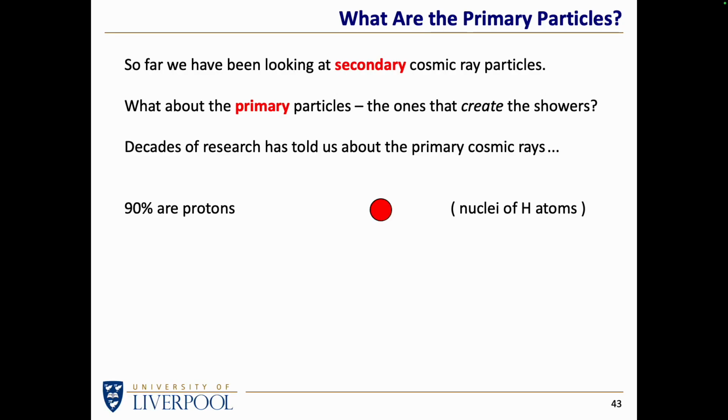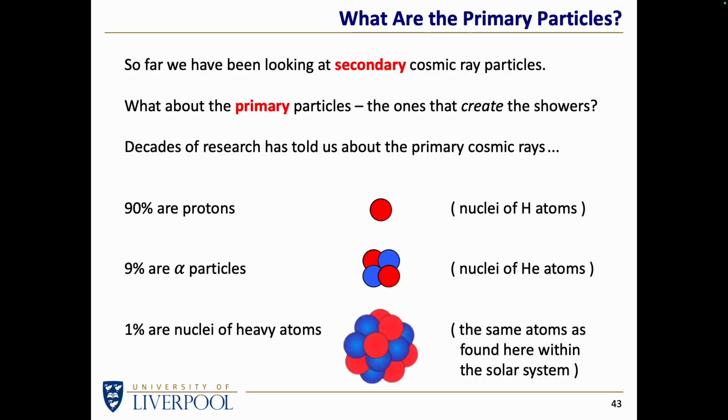In other words, 90% of them are the nuclei of hydrogen atoms. A small number, only about 9% or so, are alpha particles. In other words, the nuclei of helium atoms, the next element up in the periodic table. And it looks like a rather tiny fraction are everything else. In other words, about 1%, whatever's left when you've taken 90% and 9% out. The remaining 1% are heavy nuclei of very heavy atoms. Which atoms? Well, basically the same sort of atoms that we see lying around the solar system.